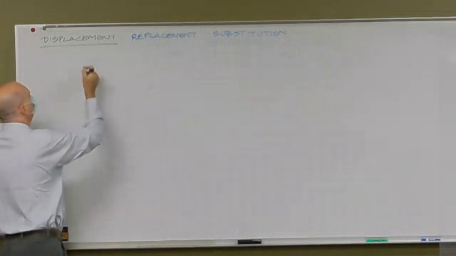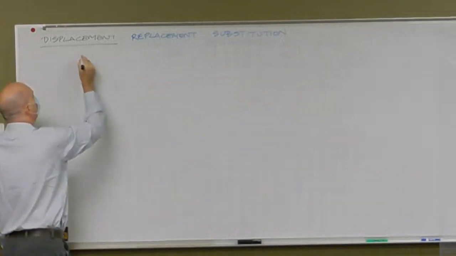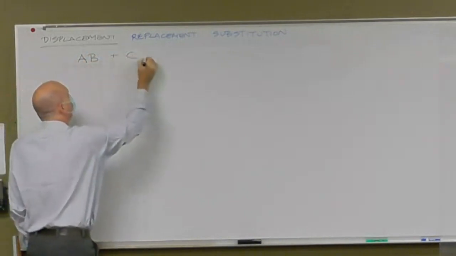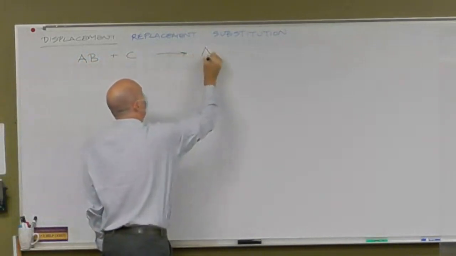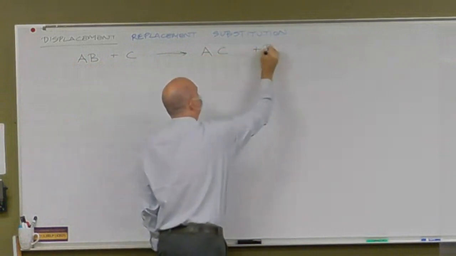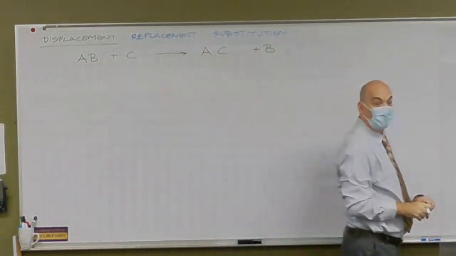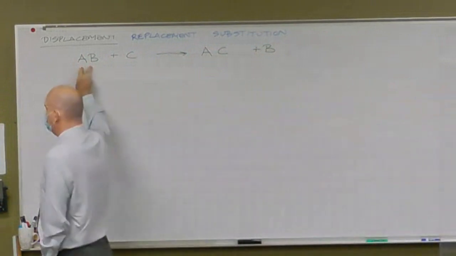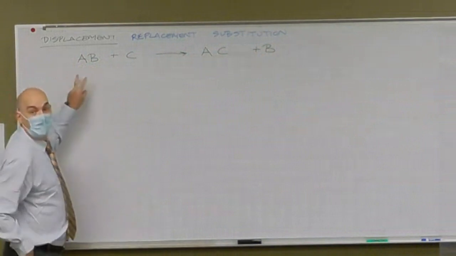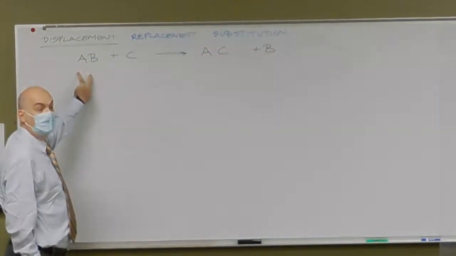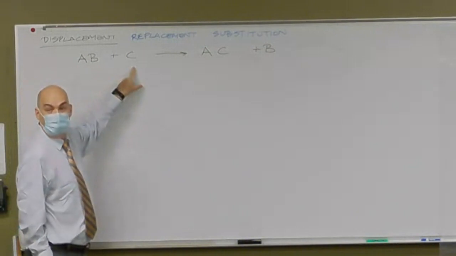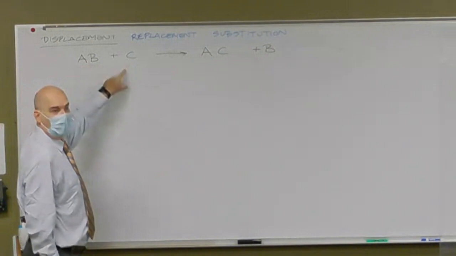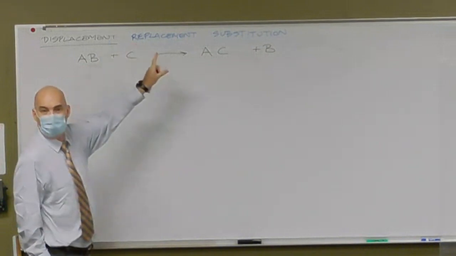And in a displacement reaction or a substitution reaction, you have something like this. There is already a chemical bond between these two atoms or ions. And something else comes along that makes a better bond to one of them and just kicks the other one off.